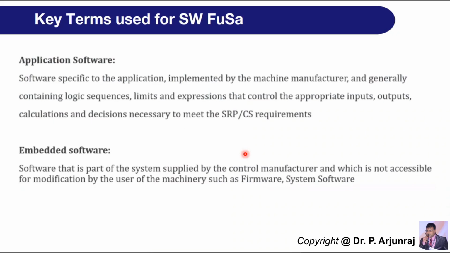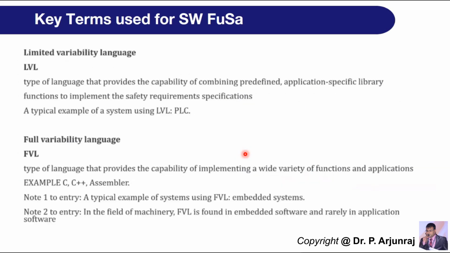And these are some of the key terms used in software FuSa for machinery, agriculture equipment, or off-highway, off-road vehicles. You go with some application software or embedded software, or you go with limited variability language software or full variability language software. So there are some examples: C, C++, or full variability languages. When you're going for PLC, it is a limited variability language.